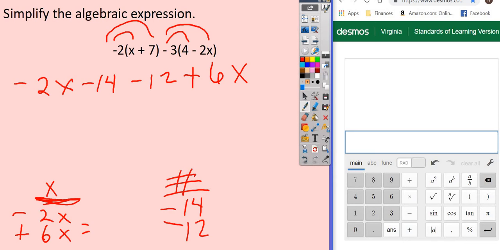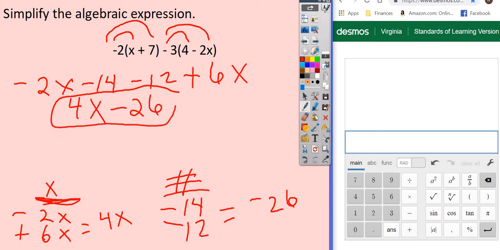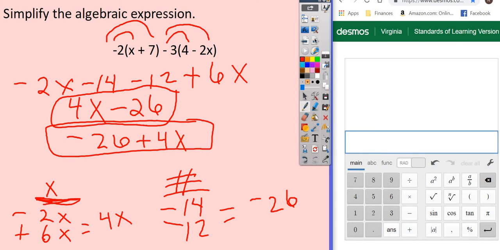So when you put positive 6 and negative 2 together, you end up with a 4x. And when you put a negative 14 and a negative 12 together, you end up with a negative 26. So your answer here is going to be 4x minus 26, or it could be written the other way, negative 26 plus 4x. Either of those answers would be correct.